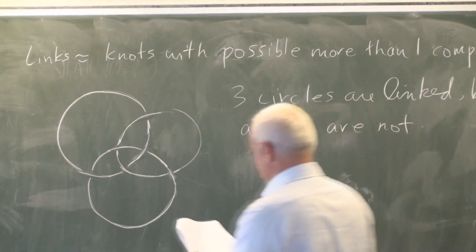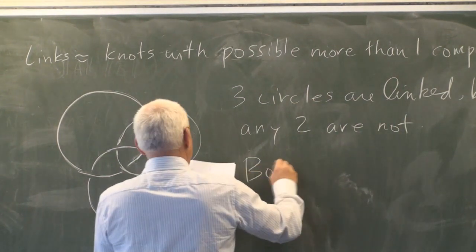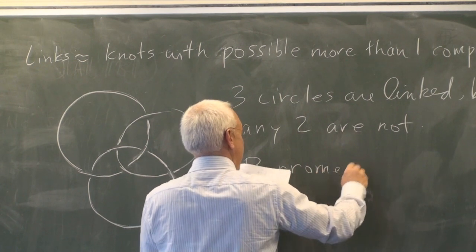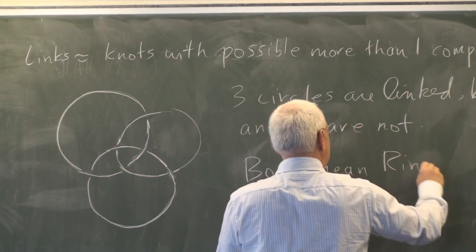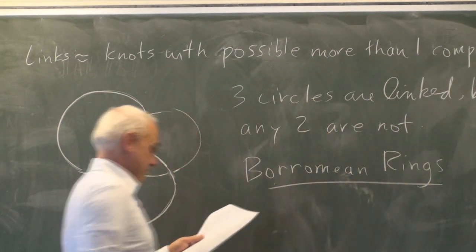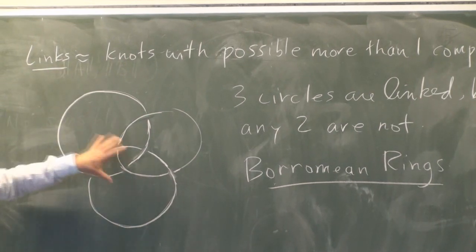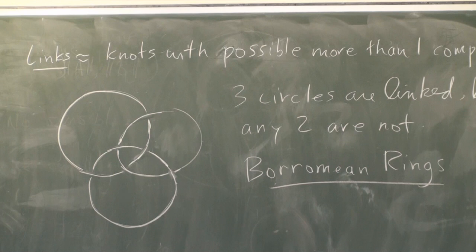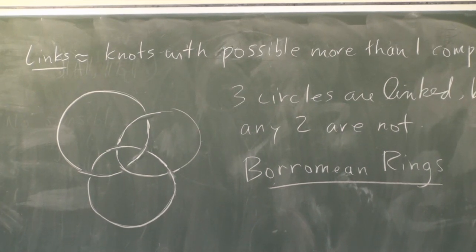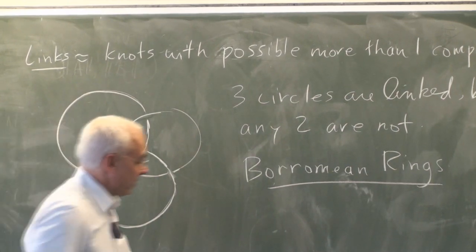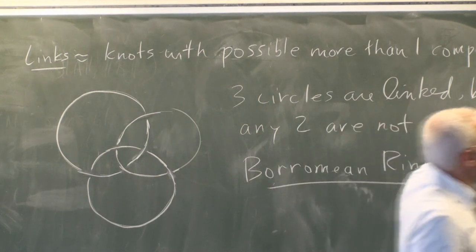And this is a very famous thing called the Borromean rings. And so it's an example that it can be interesting to study links. Even when the constituents are relatively simple, the combination of them can be interesting. So those are some of the things that we'll make some contact with in the rest of the course.